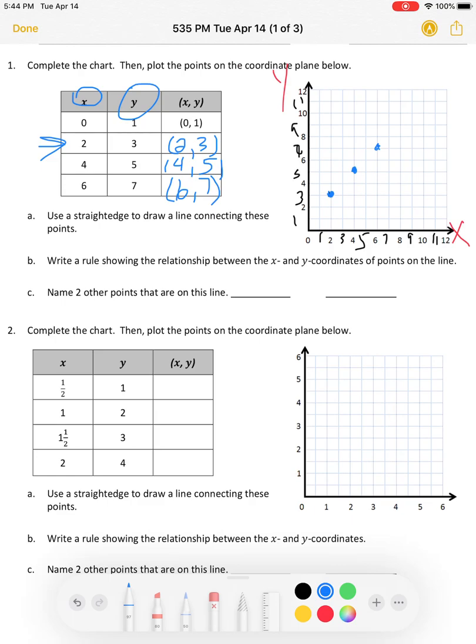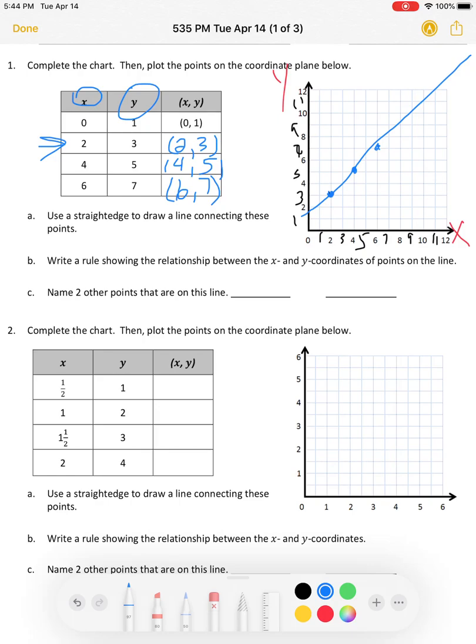Okay, very good for us. The next instruction says use a straight edge to draw a line that connects these points. So when the grids are so small, I have to try to use my finger. Okay, so I did the best I could to connect those points. So we have a line there, okay? It's not vertical or horizontal. This is a diagonal line.